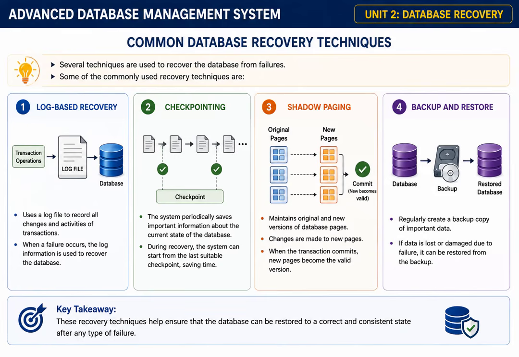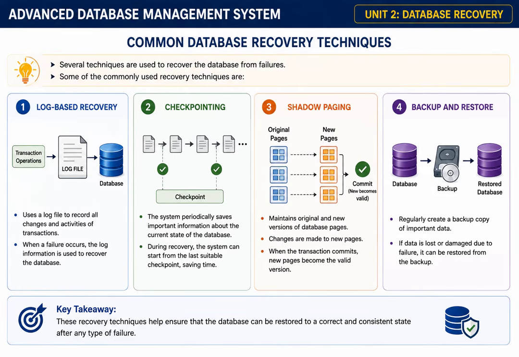The third technique is shadow paging. In this technique, the system maintains information about an original version and a new version of the database pages. Changes are made to the appropriate pages, and when the transaction completes successfully, the new version can become the valid version. And the fourth technique is backup and restore.